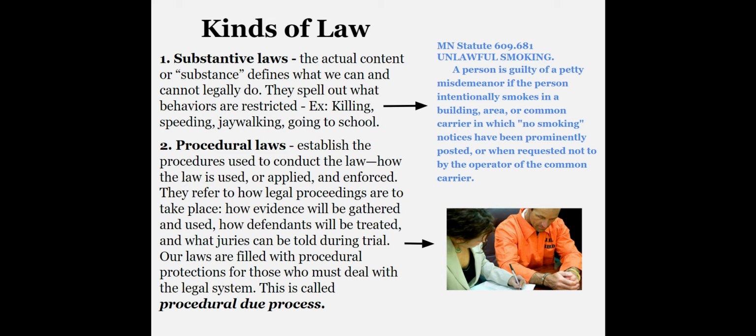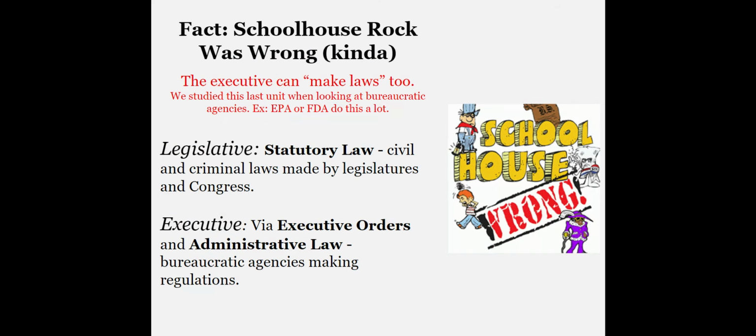Procedural laws, on the other hand, establish the procedures used to conduct the law. That is how the law is used or applied and enforced. If I'm arrested for buying, selling, or distributing recreational marijuana, procedural law requires the police read me my Miranda rights. Failure to do so would be a procedural due process violation. This is where we can see a conflict between these two kinds of law. When a person gets off on, quote, a technicality, what we are actually saying is that there was a procedural law violation.